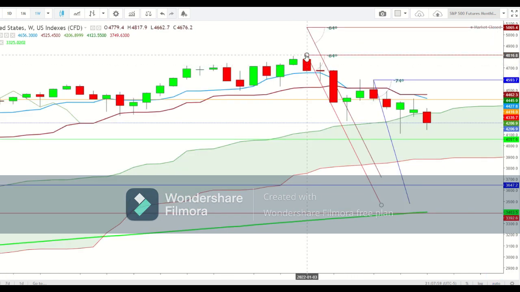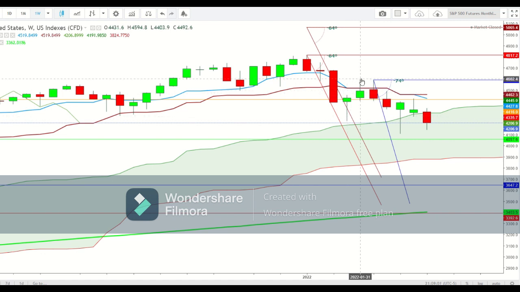So friends, here in a weekly time frame, you can see how the S&P 500 futures have been sliding after testing this lifetime high at 4817 during the first week of January 2022, and since then the S&P 500 futures have been constantly falling, and this downward move is still continuing, and the S&P 500 futures found a steep reversal from the levels of 4240 during the last week of January 2022.